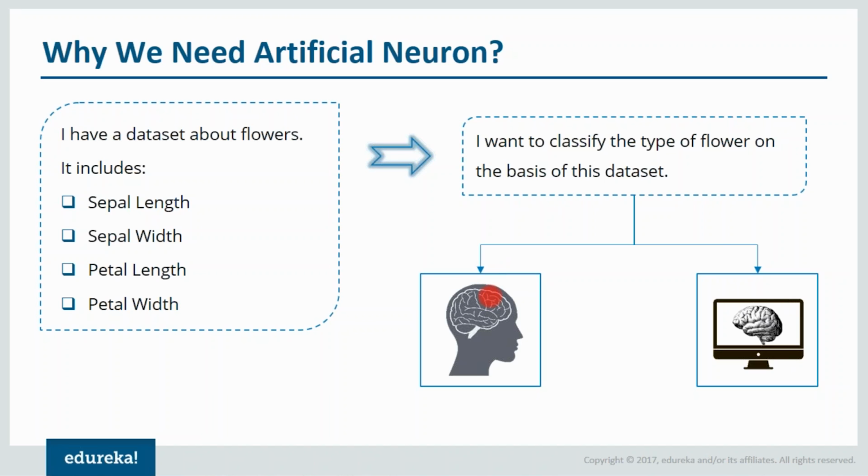So what we can do is train a machine to do that task for us, or we can put our brain inside a machine so that it can classify the flowers for us. With this, what will happen? The machine will never get tired and it will make better predictions as well. So this is why we create artificial neurons, so that there's a system that can mimic our brain.